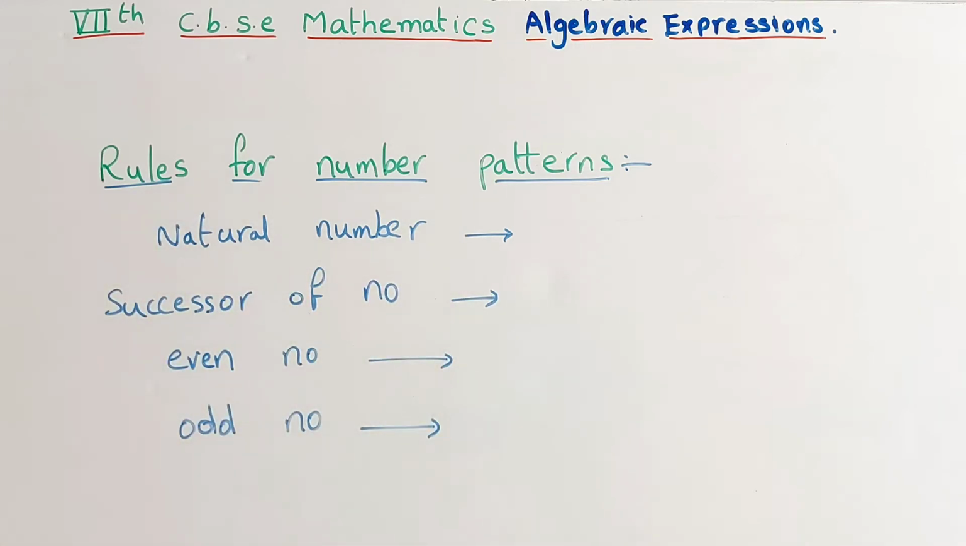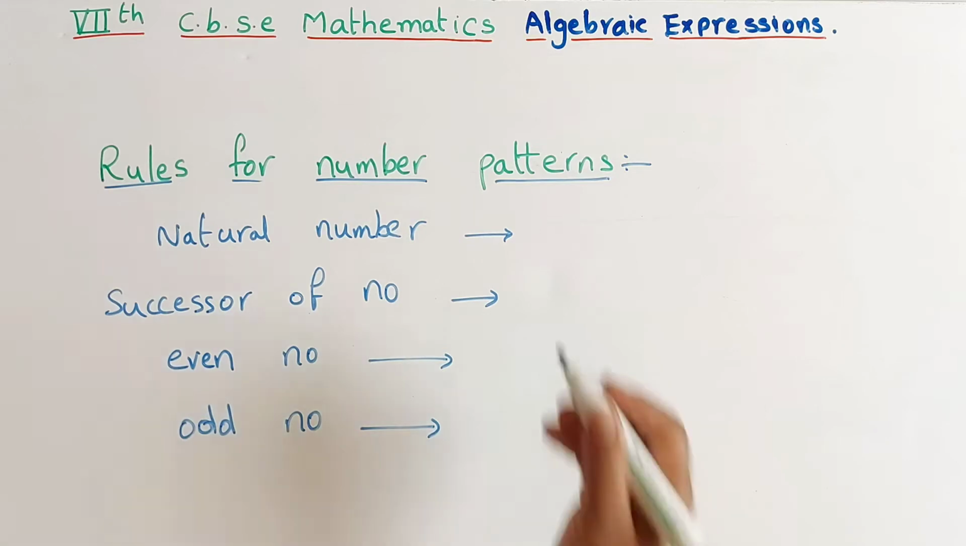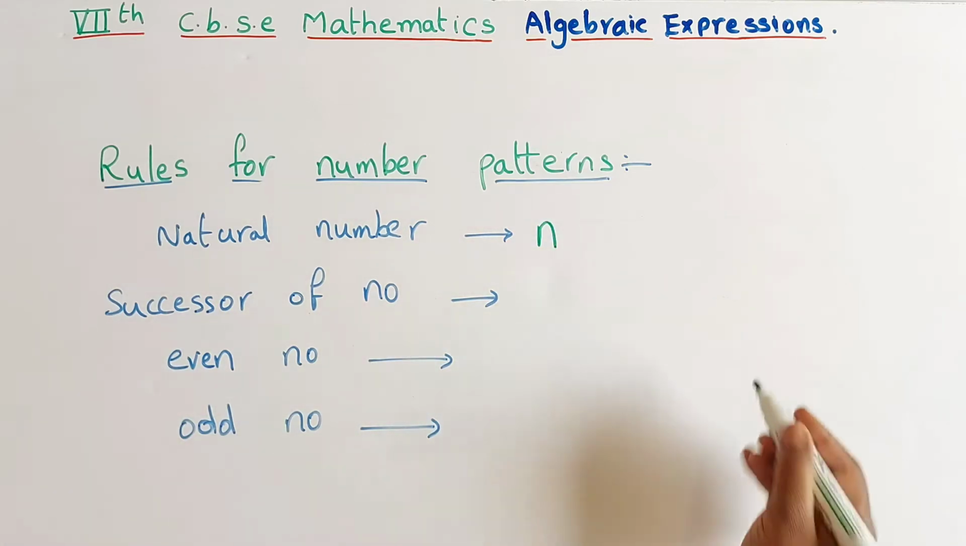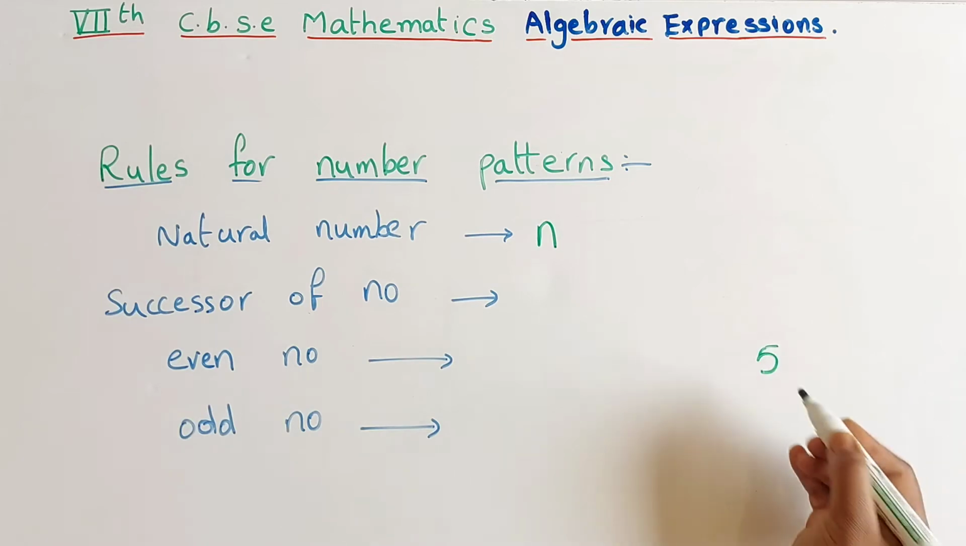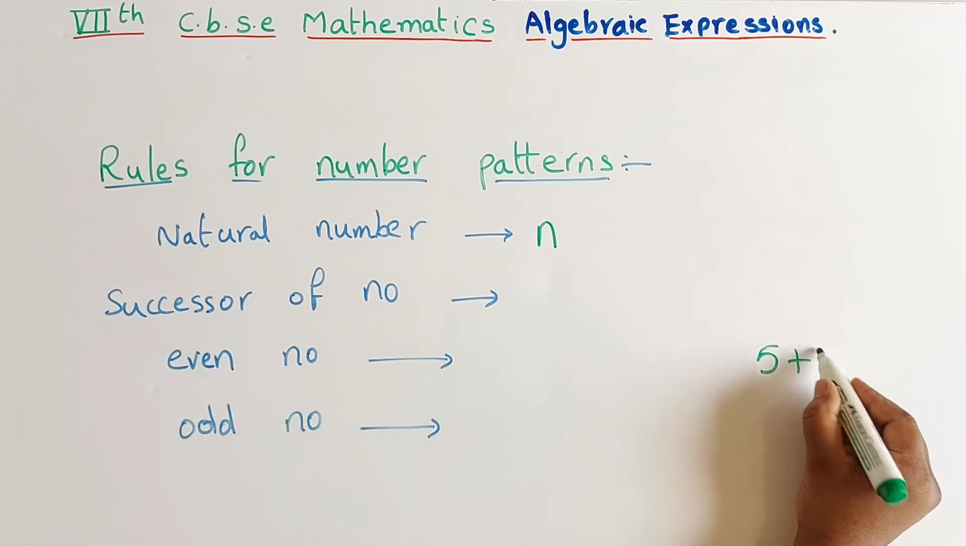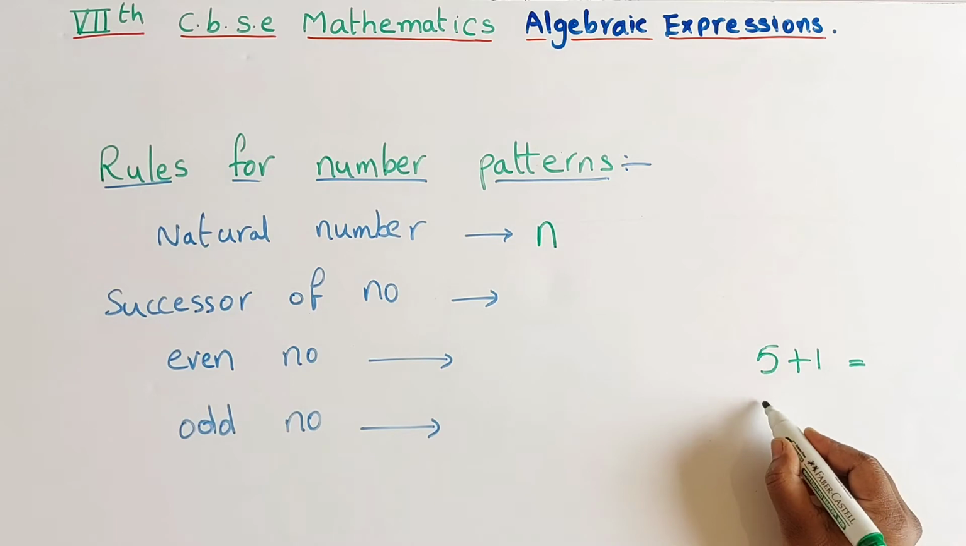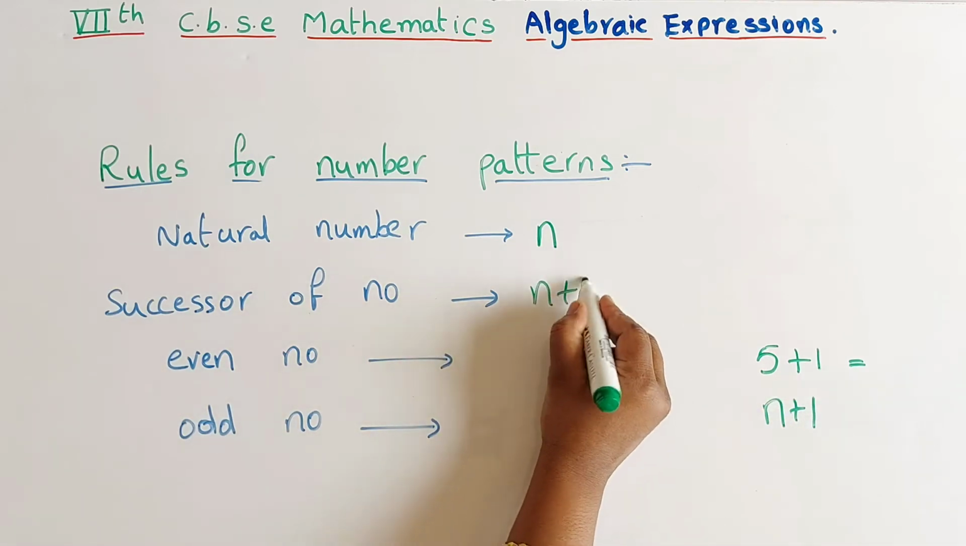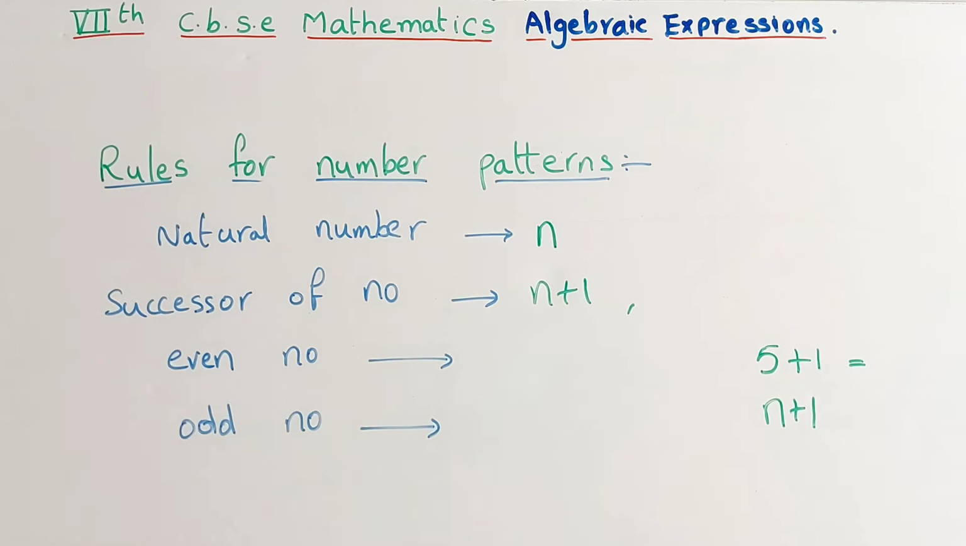We know that natural number is denoted with n, right? If you want the successor of a number, that means if the number is 5, successor means plus 1. That means n is 5, n plus 1, right? Successor means n plus 1. Same like that, predecessor means n minus 1. You know that.